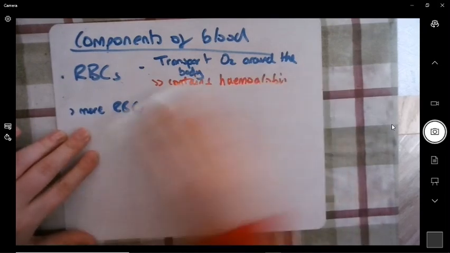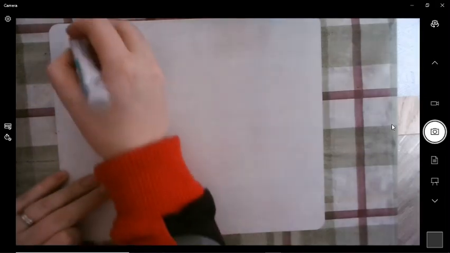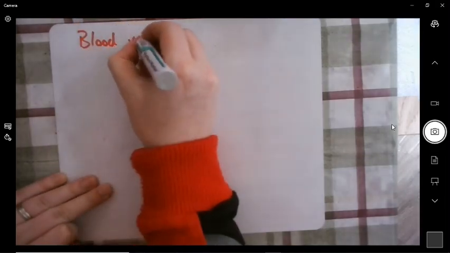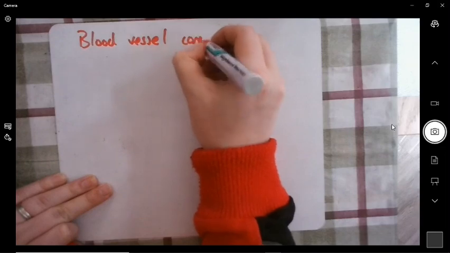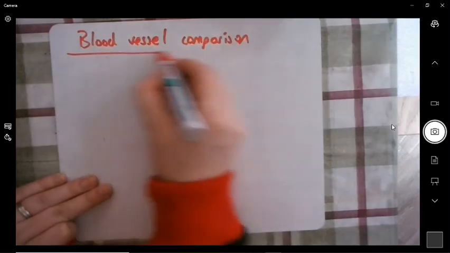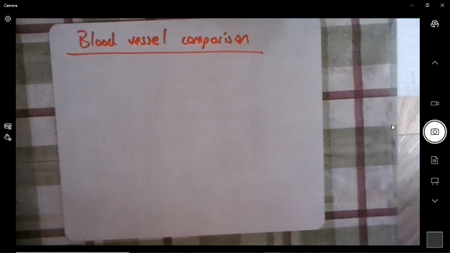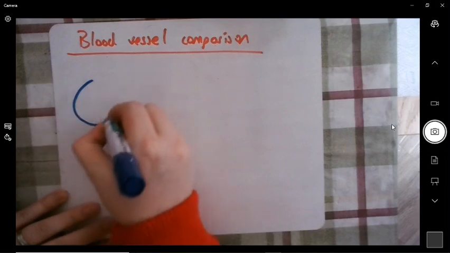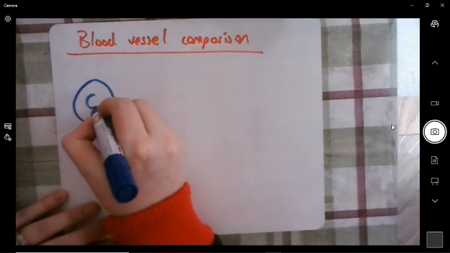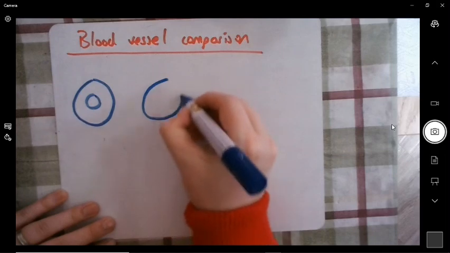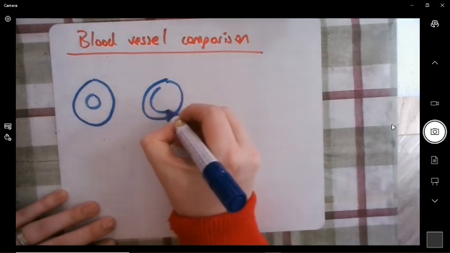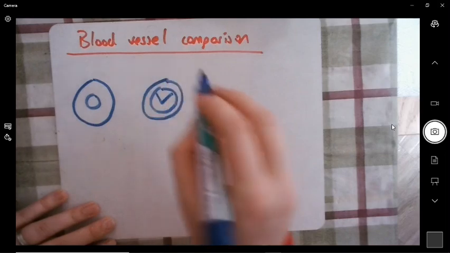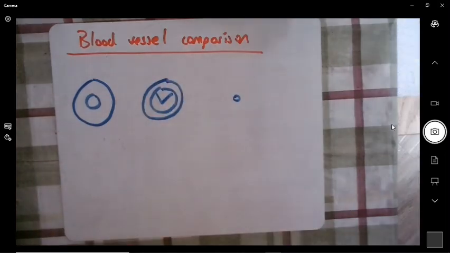Okay, next one. So I thought next I'd look at quite a classic idea of blood vessel comparisons. So it's not the most challenging idea, but the slight skill-based question of a comparison does throw students. So if I draw the 3 blood vessels really, really simply, there's my 3 blood vessels.